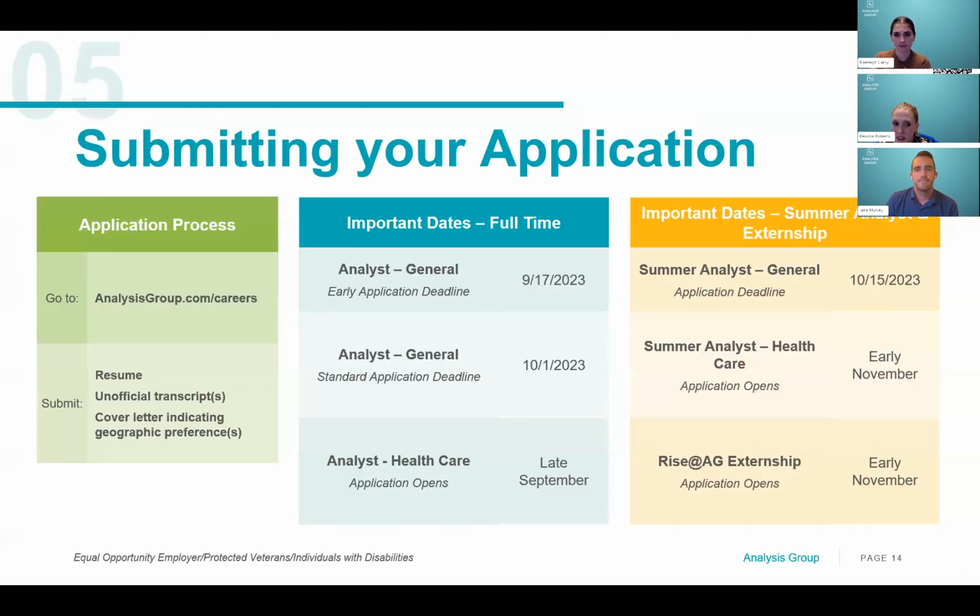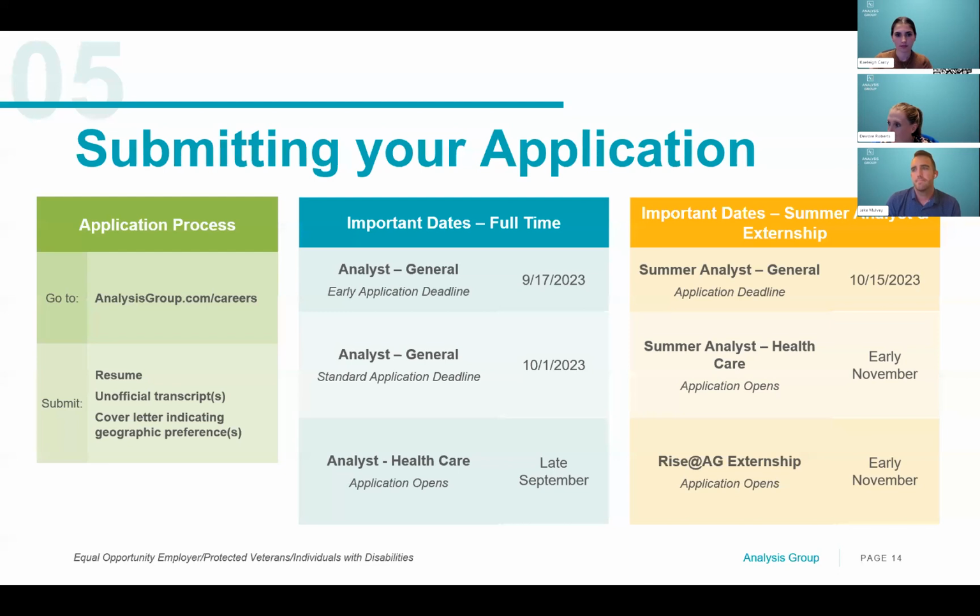So here you'll see an overview of all the different jobs and areas that we talked about today. So candidates should apply through AG's website to our positions by the deadlines here. And then after the application deadlines, we will continue to review applications on a rolling basis. If you do miss a deadline, we still encourage you to apply, and you may still be considered pending availability.